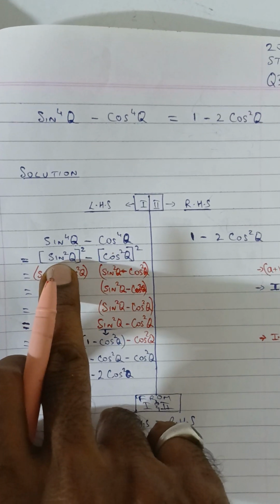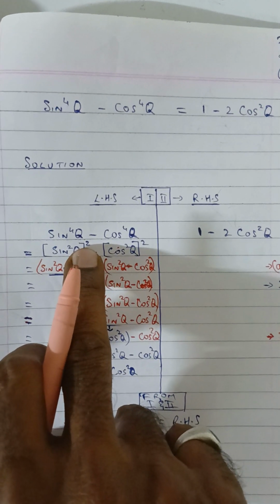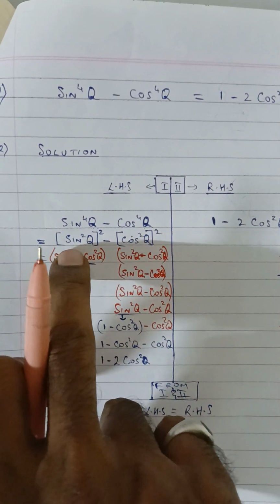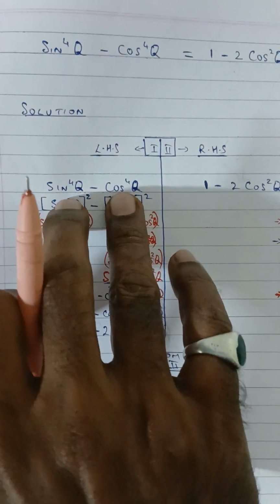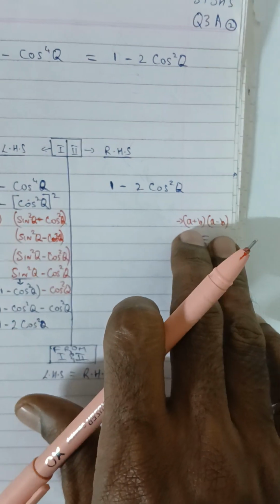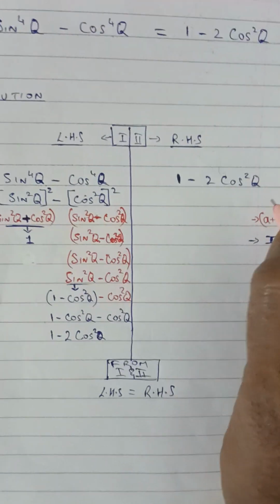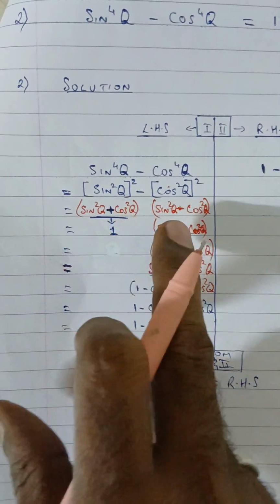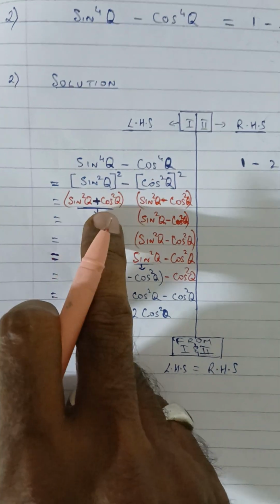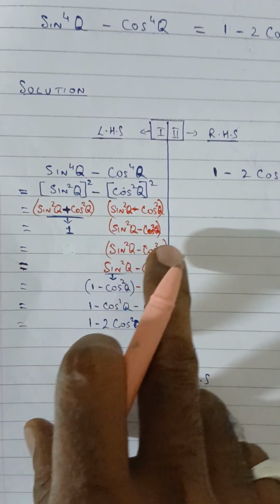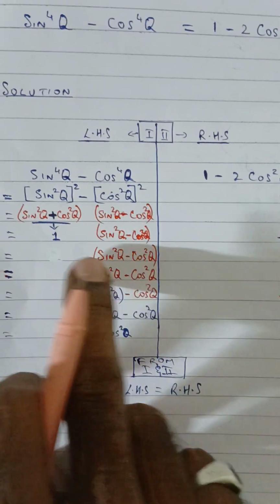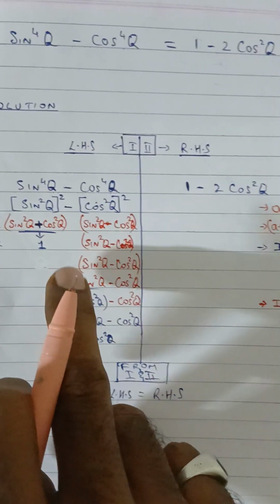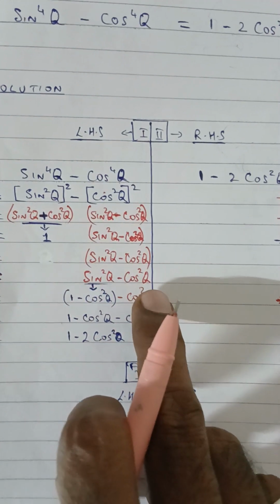The very first step we had was sine square theta, the whole square, minus cos square theta, the whole square. This is just like a square minus b square. So I will get a plus b into a minus b, that is sine square theta plus cos square theta, which is 1. Here sine square theta minus cos square theta will be as it is. 1 into sine square theta minus cos square theta, so 1 will have no value here. Open the bracket, sine square theta minus cos square theta.